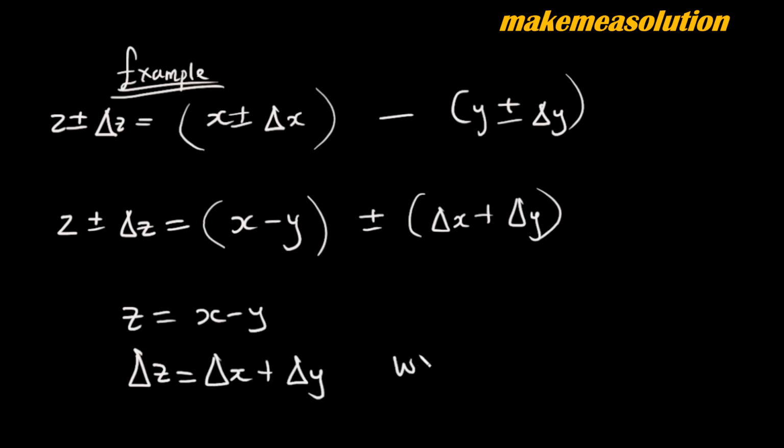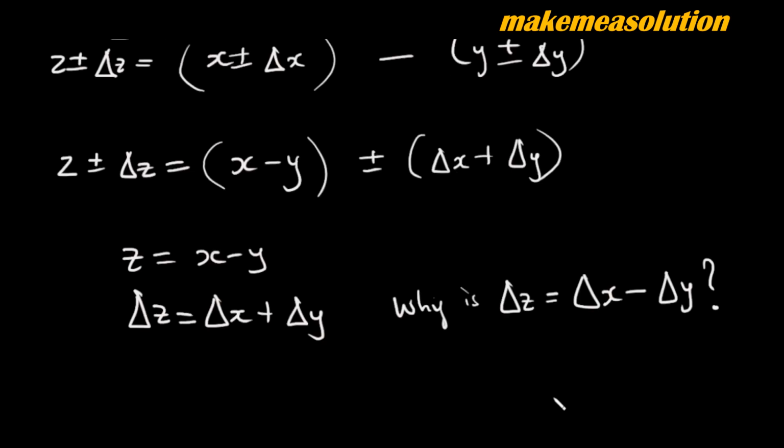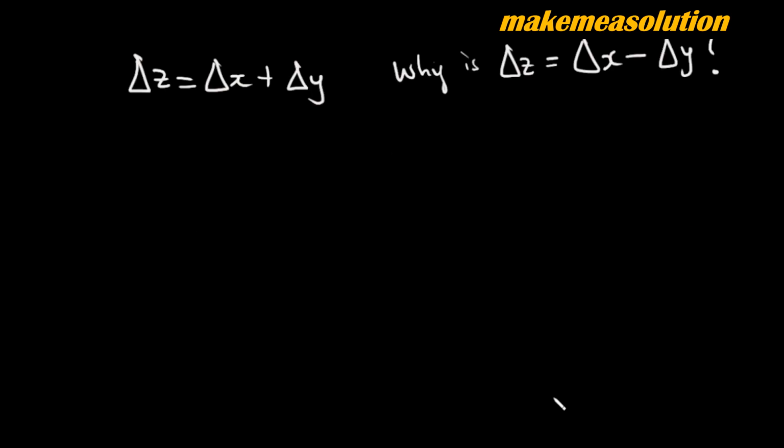So why is delta z this, and not delta x minus delta y? That is the aim of this video. I want to explain that to us. So why is it that it is not like this? I'm going to use two approaches to explain what is happening here.